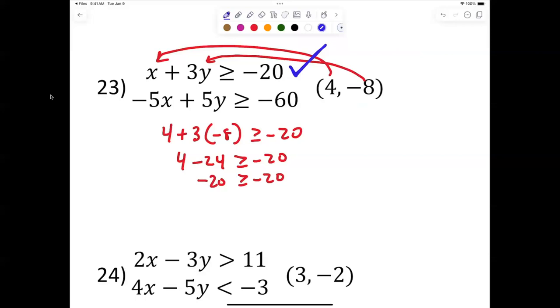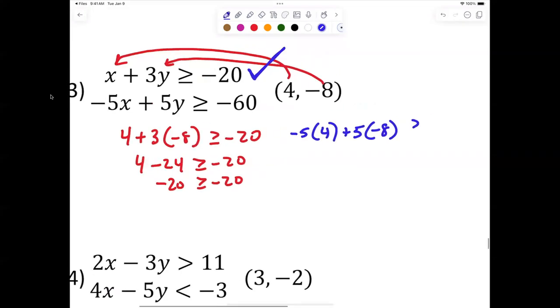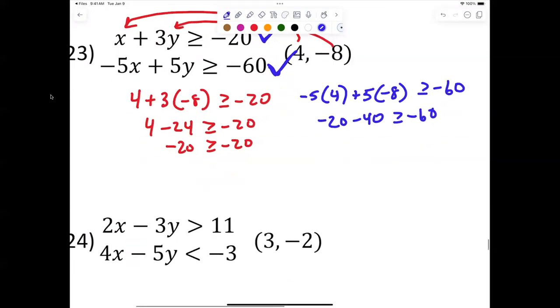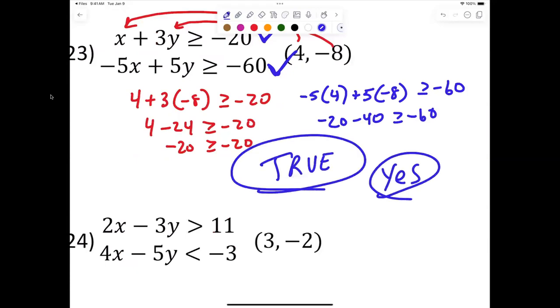Now that gives me permission to go to the next one. Leah, you good or not? Come on, girl. Now I plug 4 in. -5 times 4 plus 5 times -8. Is that greater than or equal to -60? -20 minus 40. Is that greater than or equal to -60? Yes, it works for what? Both of them. So now this is what? True. Yes, that is a solution. Yes, both are true, therefore it's yes.